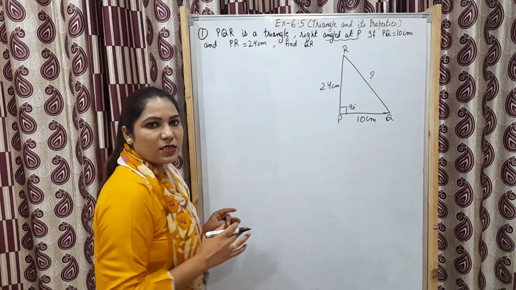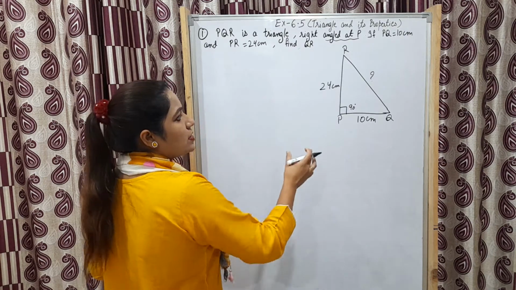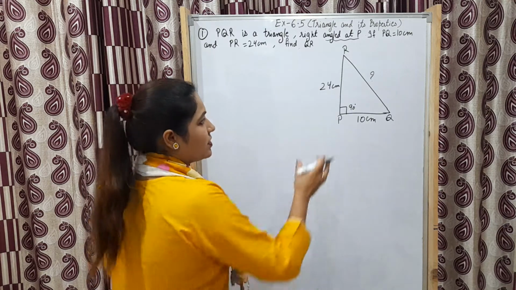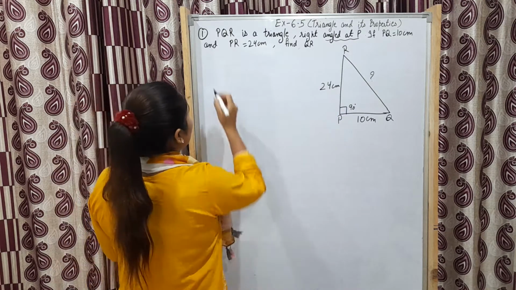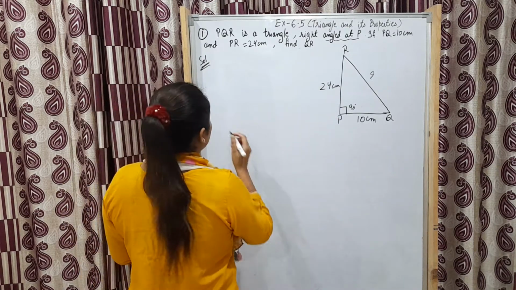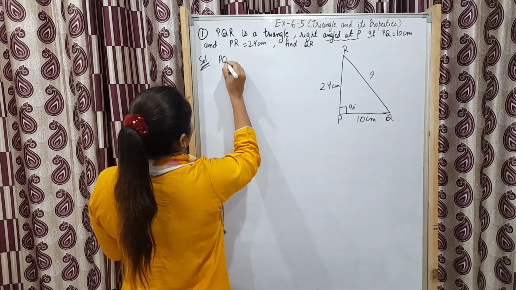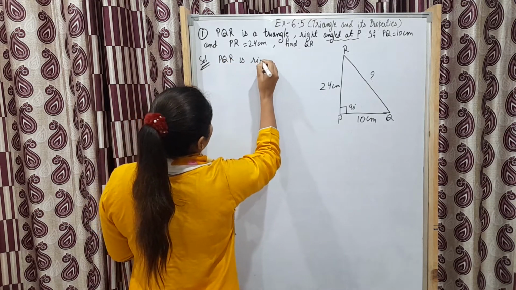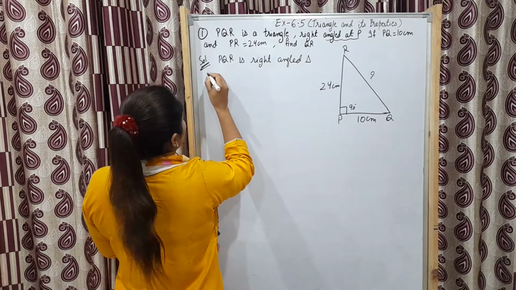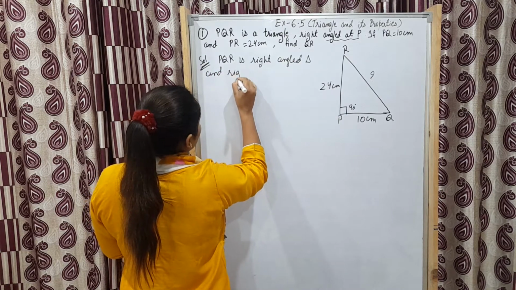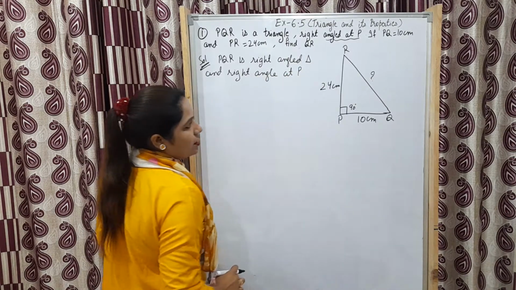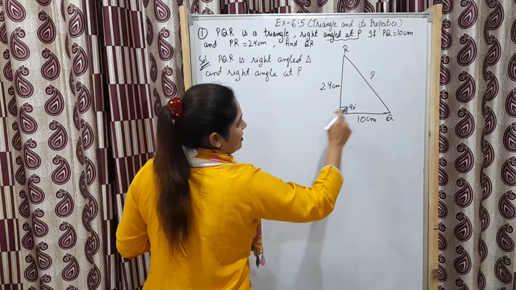Now we will use in this question Pythagoras property. Students, Pythagoras property is valid only in right angle triangle. This one is a right angle triangle. So we will use Pythagorean property. So in solution, first we will draw this triangle and then we will write PQR is right angled triangle and right angle at P. Here the 90 degree angle is at P.